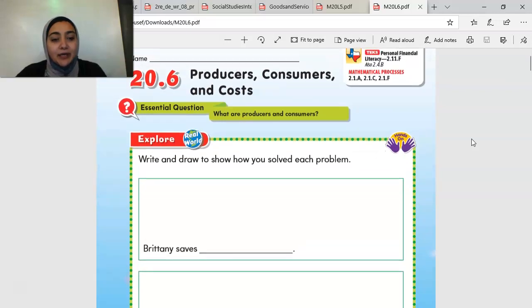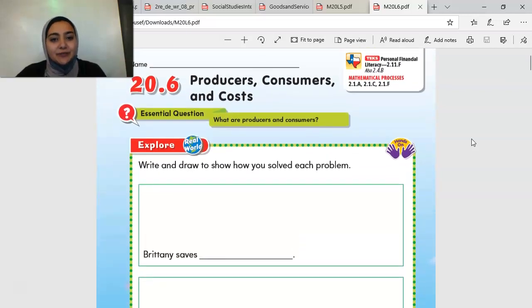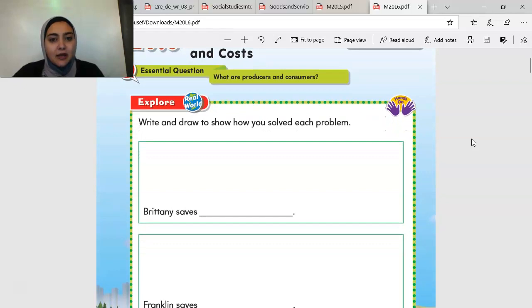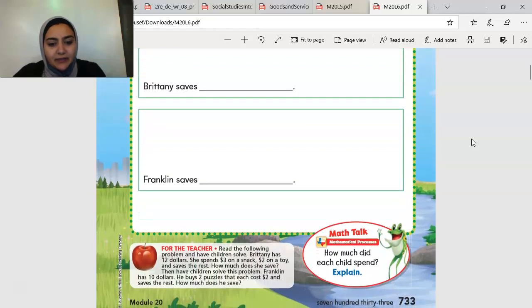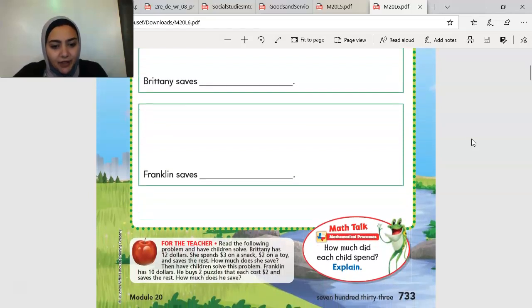20.6. We are focusing on producers, consumers, and costs. What are producers and consumers? We're going to write and draw to show how we solved each problem. So, read the following problem and have children solve.